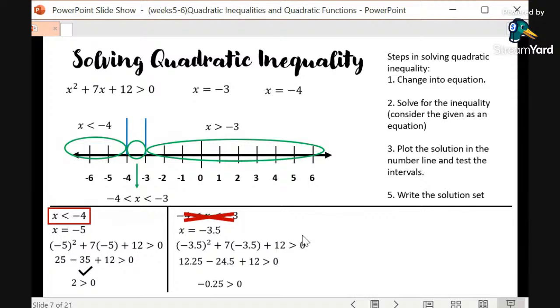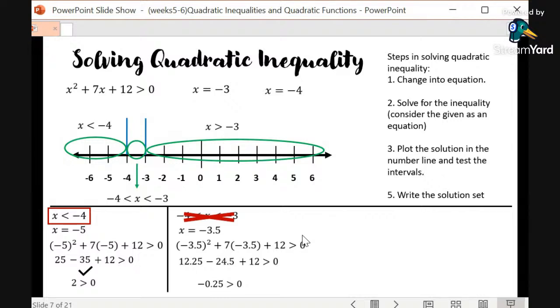Tinetest po natin. Dahil nung nag-solve tayo, lumabas ay -0.25 is greater than 0. Eh mali naman yun, di ba? Hindi naman totoo, okay? That is false. So ibig sabihin, yung ating pangalawang inequality na tinest ay mali. So hindi po yan sagot. So i-cross out na natin siya. Okay? So ganun po yung pagtetest.